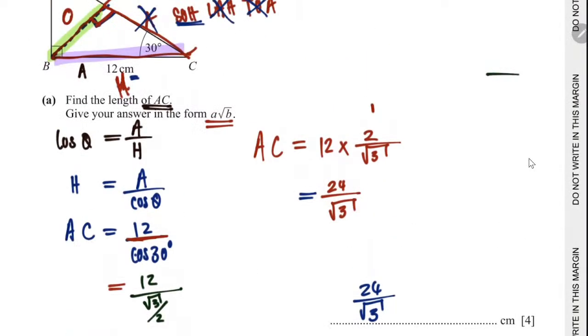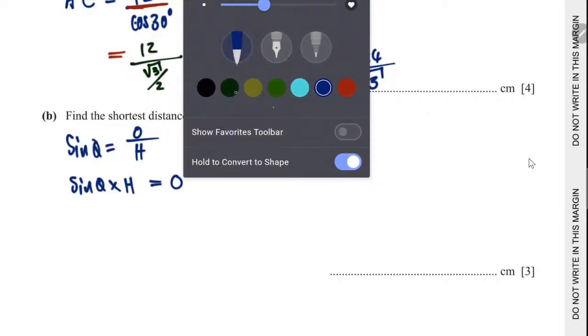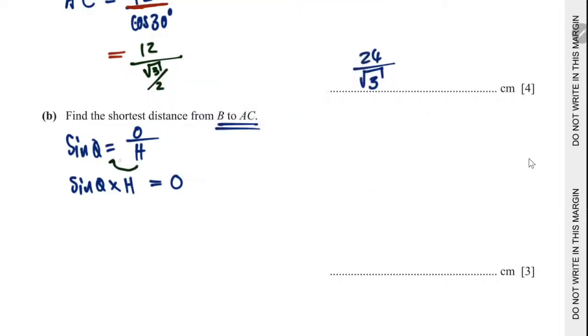Okay, since we are looking for opposite, we can take hypotenuse to the other side. So we'll say sine theta times hypotenuse is equal to opposite. You don't have to swap because opposite is at the top. You just take hypotenuse to the other side.